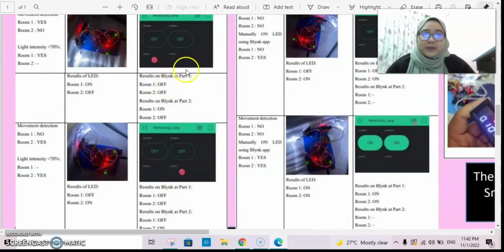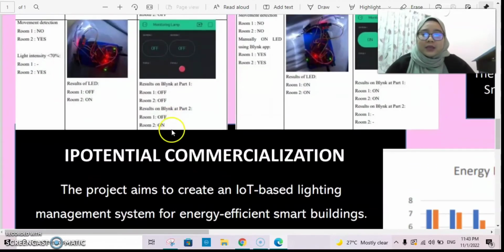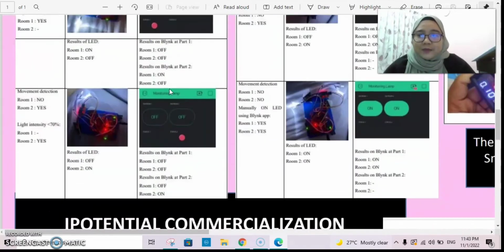For the Blynk application, we can see at part 2, room 1 is on and room 2 is off. After that, movement is detected at room 2 and the light will turn on at room 2. Same also in the Blynk application, we can see at the Blynk.